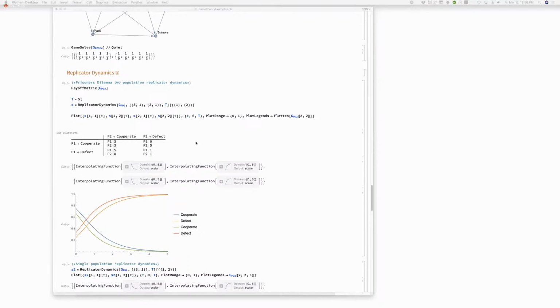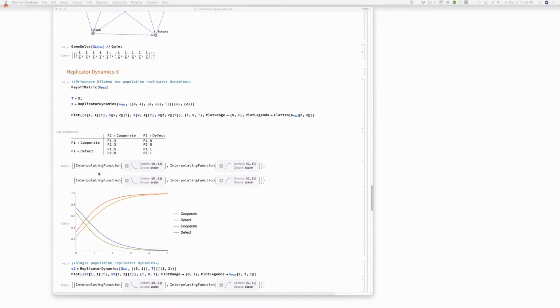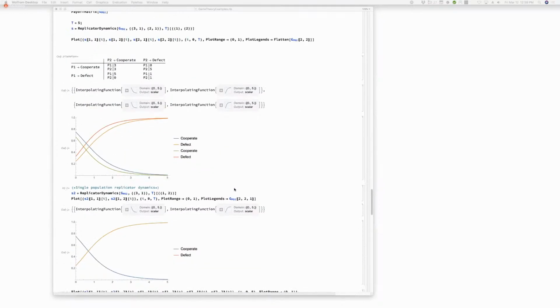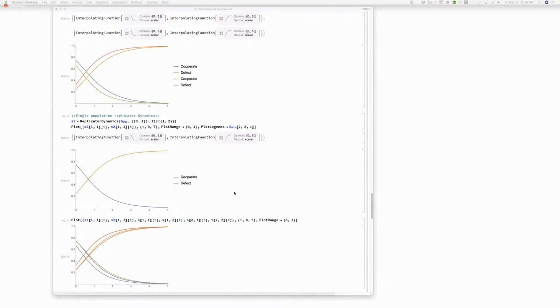Here, this is the grouping. The grouping of the populations is given in the final part of this replicator dynamics. So this list in list, list 1, list 2, says that there are two populations. In the second case, in this single population replicator dynamics, there is one group, 1, 2, meaning that the two strategies are selected from the same population.